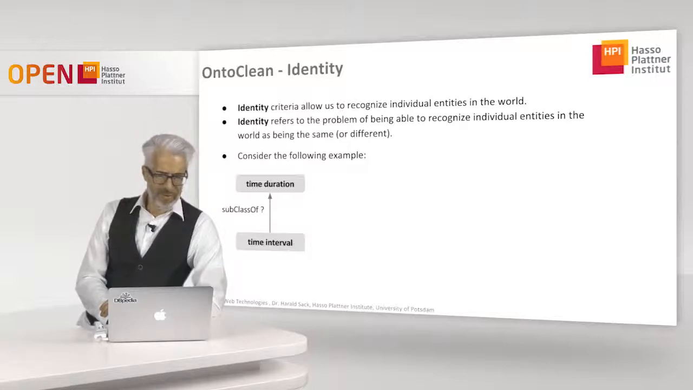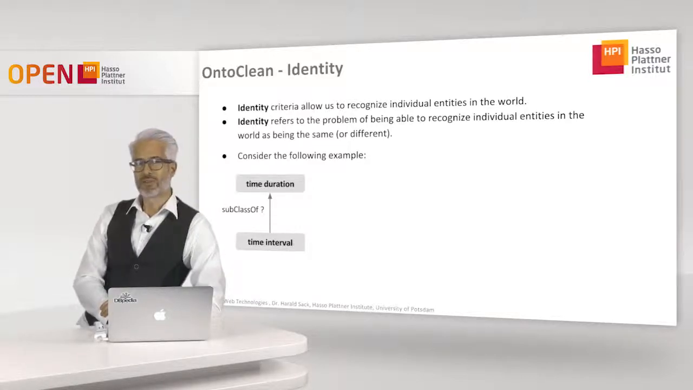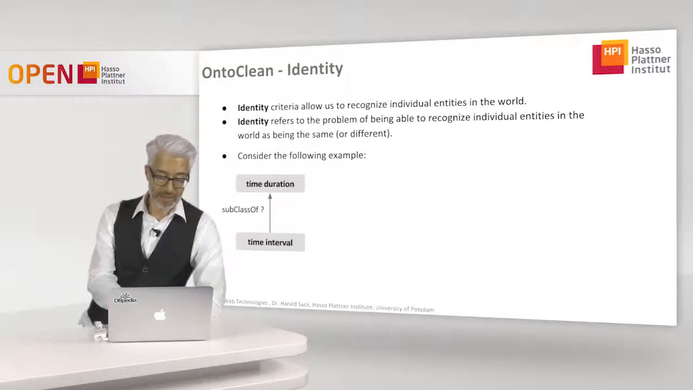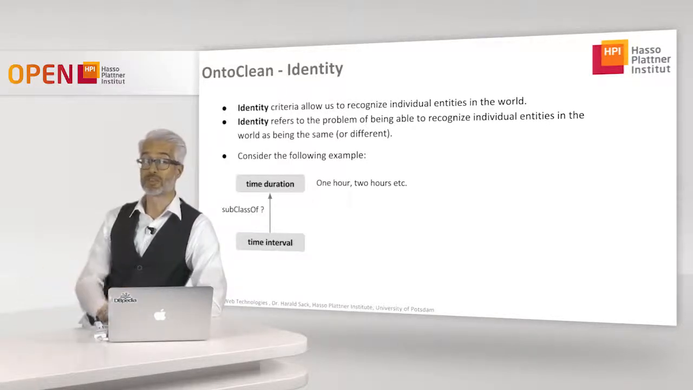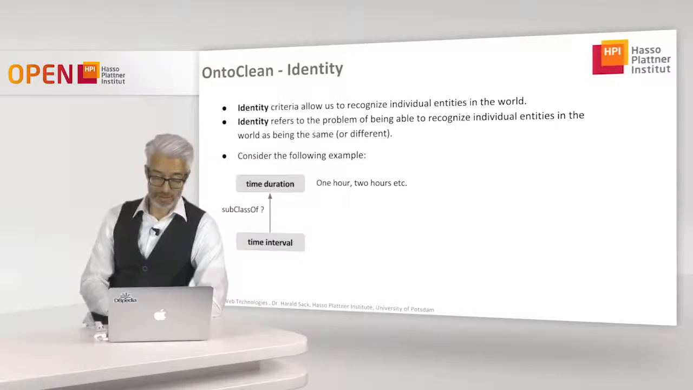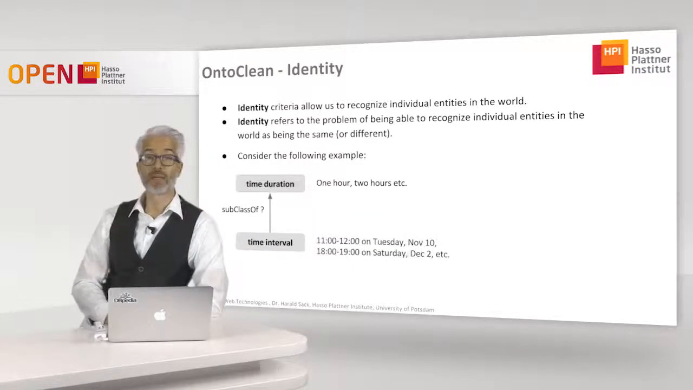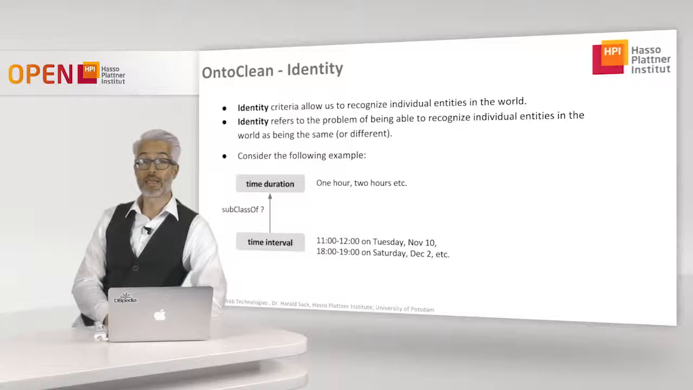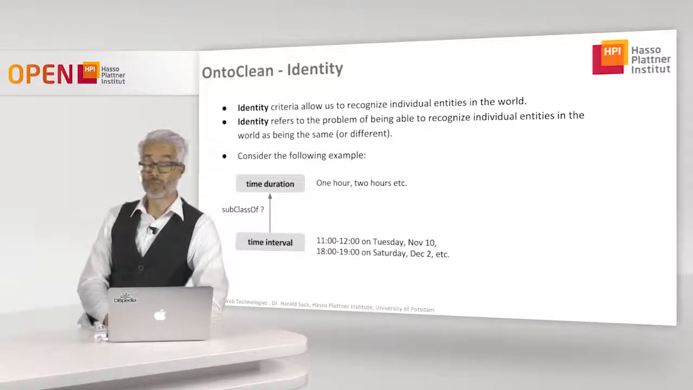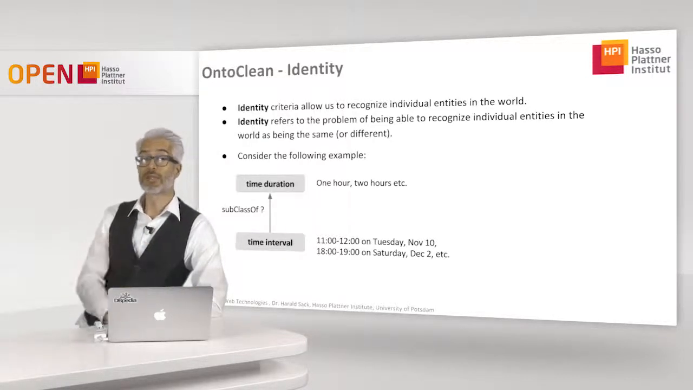To understand that deeper, we should always have a look at instances of both classes. So let's have a look at instances of time duration. So this is 1 hour, 2 hours, 1 minute, 7 minutes. So these are time durations. And time intervals happen at a certain point in time. For example, 11 o'clock until 12 o'clock on Tuesday, November the 10th, or 18 o'clock until 19 o'clock on Saturday, December 2, and so on and so on. So you see there is clearly a difference. So interval seems to be more specific than time duration.